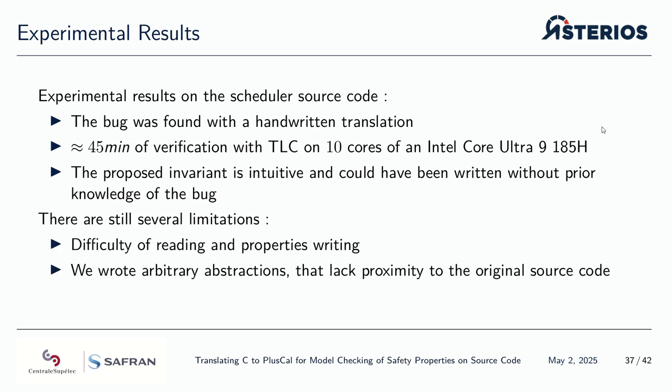But there are still several limitations to this experiment. For example, the generated PlusCal verification is quite long and verbose, so it is difficult to read it and to write properties on it. And we also had to write some arbitrary abstractions, for example, for the hardware specificities. And those abstractions lack proximity to the original source code, because I remind you that the main objective of this tool was to be as close as possible to the source code to make some verification on it.